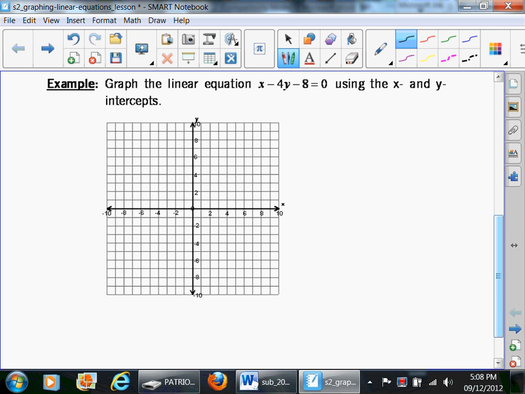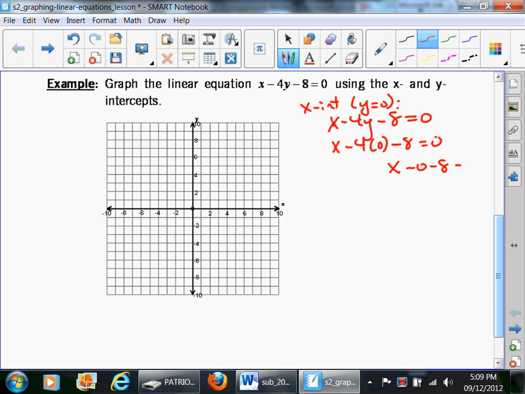So if we have any line, the x-intercept is where y is equal to 0. So we have x minus 4y minus 8 equals 0. We have to substitute in 0 for y. So that's x minus 4 times 0 minus 8 equals 0. We get x minus 0 minus 8 equals 0.